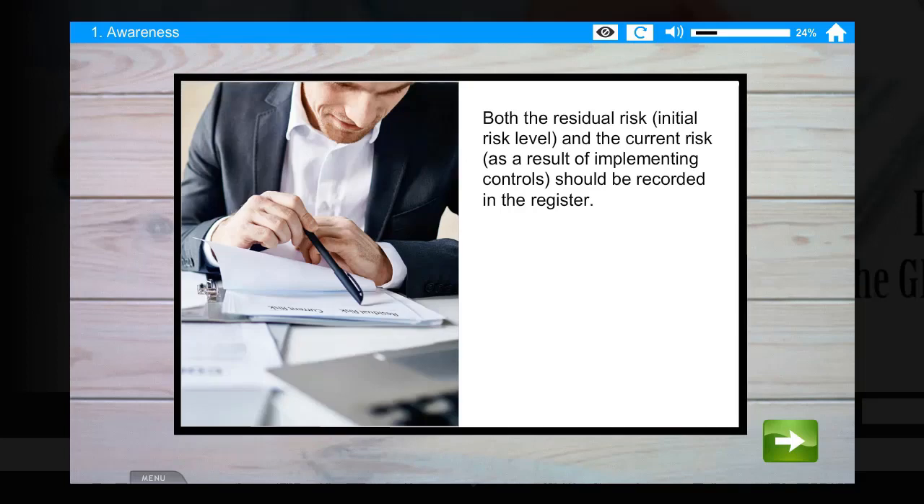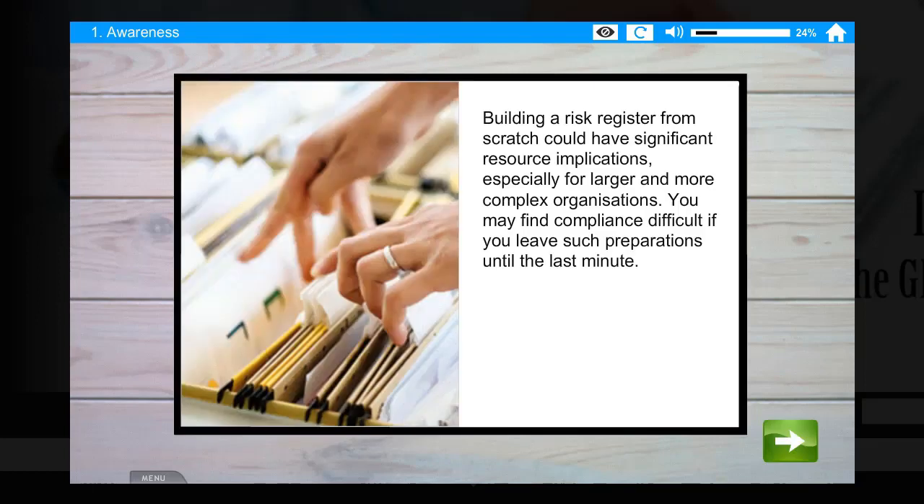Both the residual risk, the initial risk level, and the current risk, as a result of implementing controls, should be recorded in the register. Building a risk register from scratch could have significant resource implications, especially for larger and more complex organisations. You may find compliance difficult if you leave such preparations until the last minute.